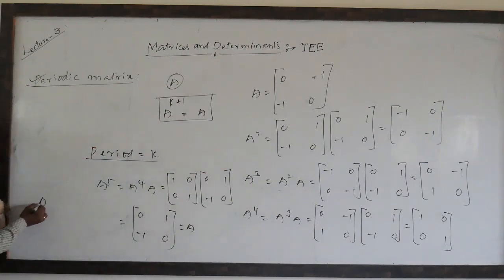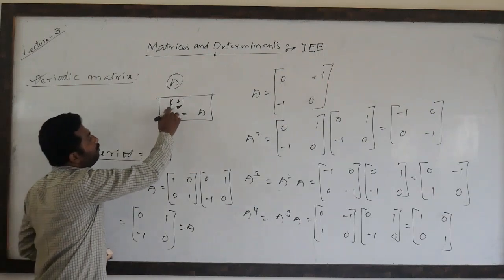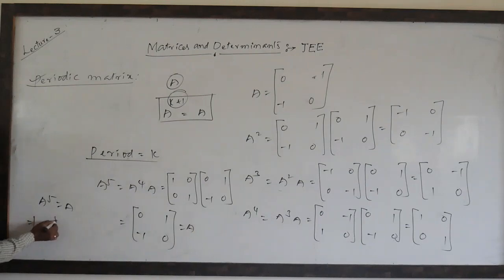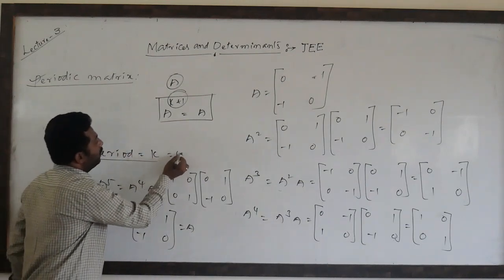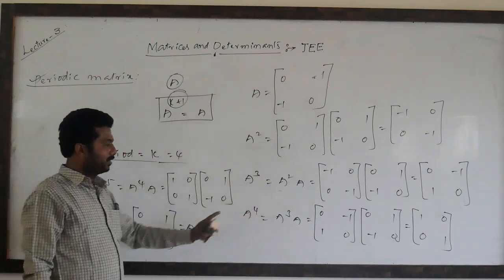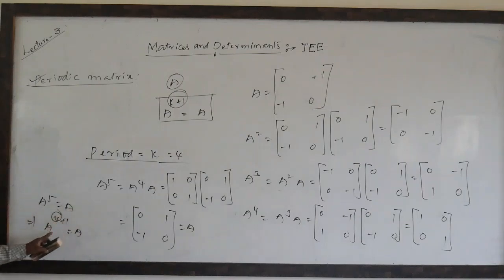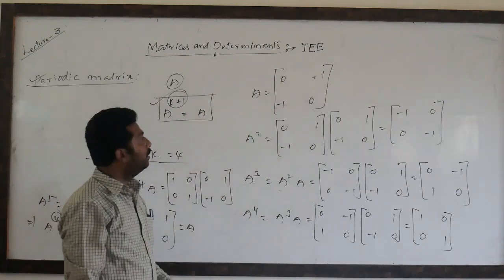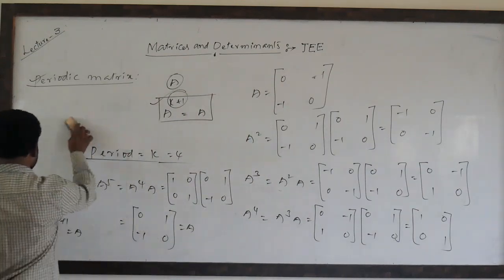So A power 5 equal to A means, actually what is a periodic function? A power k plus 1 we have to express. So A to the power 4 plus 1 equals A. So the period of the function is 4. Like that we have to define a periodic function. A power 5 equals A, 5 can be written as 4 plus 1, that is K.